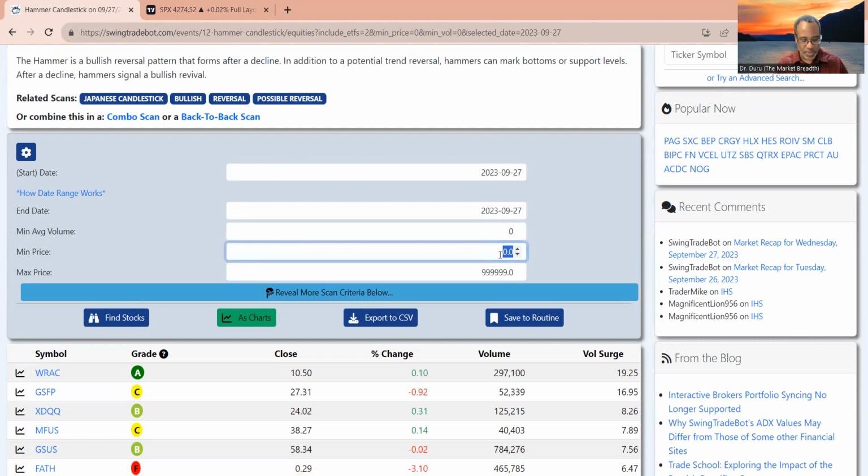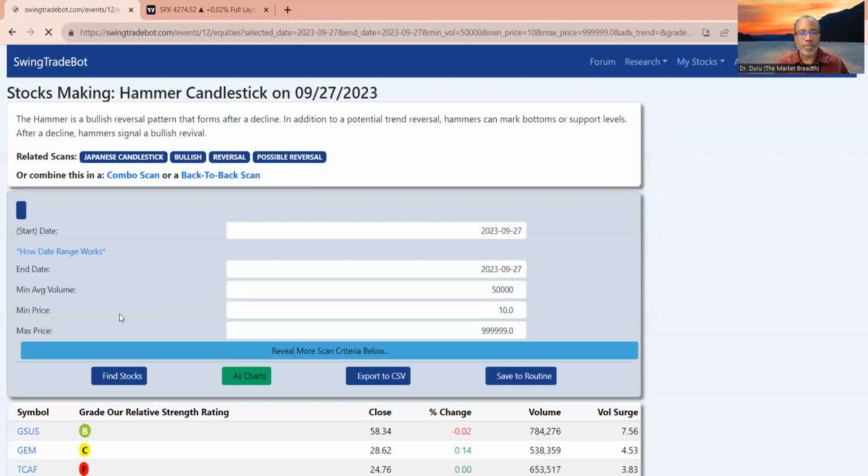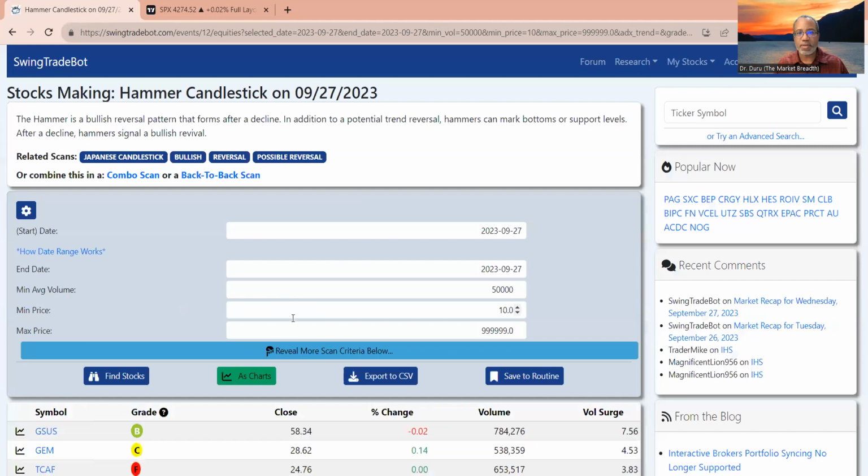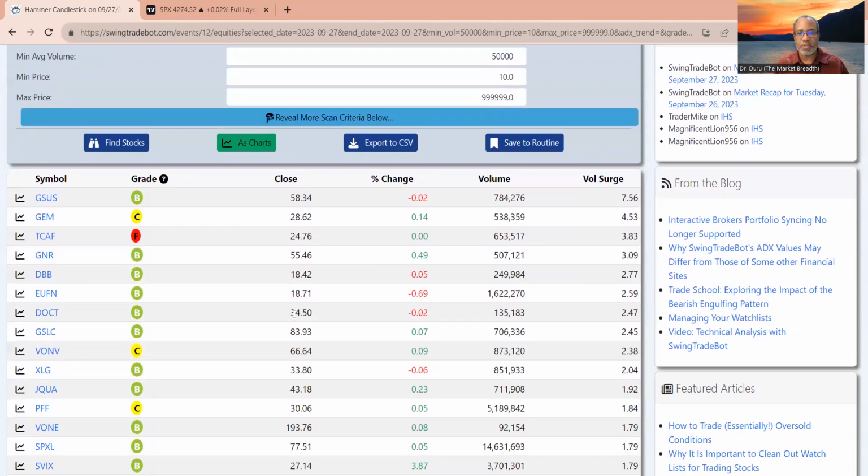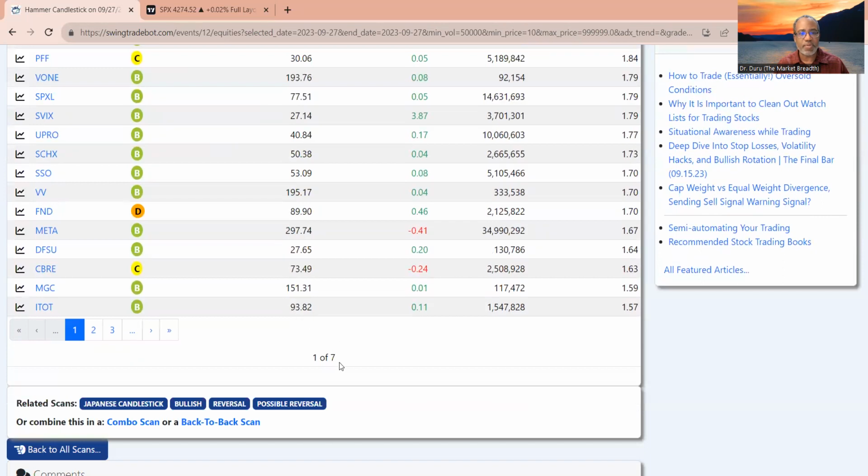One of the first things I want to do is create a minimum price of 10. My minimum average volume, obviously zero is too low, so let me just go to 50,000. I don't want to bring that up too much. Then I do my find stocks, and let's take a look at how many got filtered out this time. So now we're down to 7.